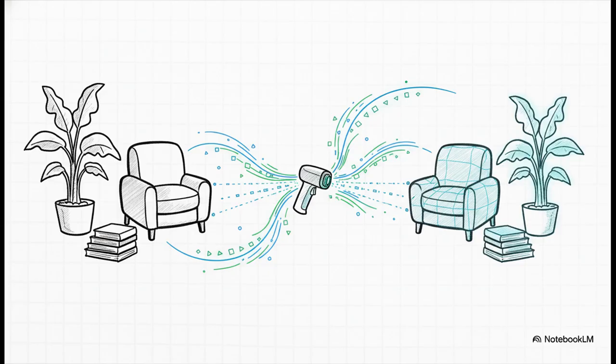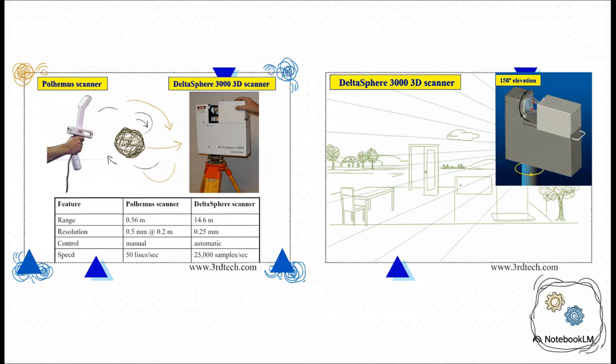Now that second method, digitizing and scanning, is incredibly powerful. It's a bridge that lets us take all the complexity of the real world and transfer it directly into the virtual. So let's just focus on this amazing technology for a moment. And scanners come in all shapes and sizes because they're made for different jobs. On the left, you see a handheld Polhemus scanner, which is great for manually tracing smaller objects up close and getting all the details.